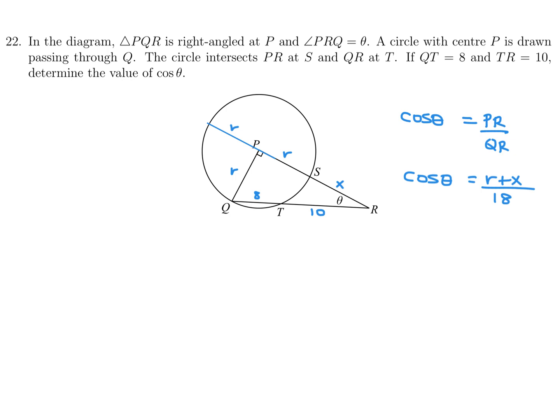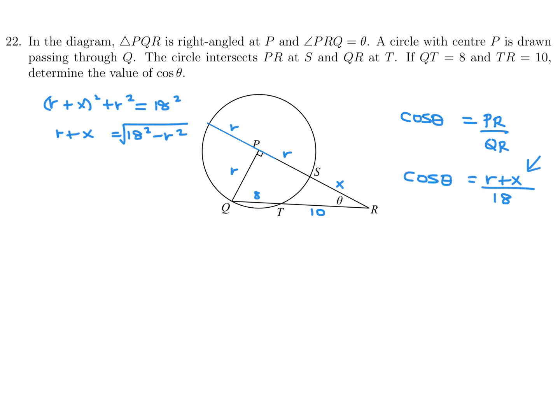Well, the first thing I think of is Pythagoras on that triangle. (r plus x) squared plus r squared is 18 squared, right? So that means r plus x would be the square root of 18 squared minus r squared. That doesn't really help us, but perhaps if we got the value of r, we could just get r plus x and then sub into there. So maybe it's not so bad.